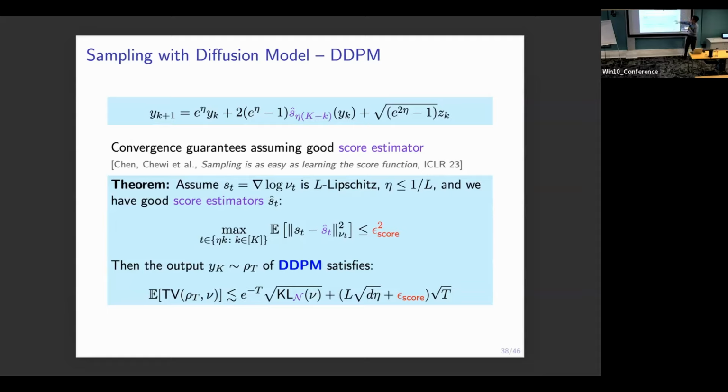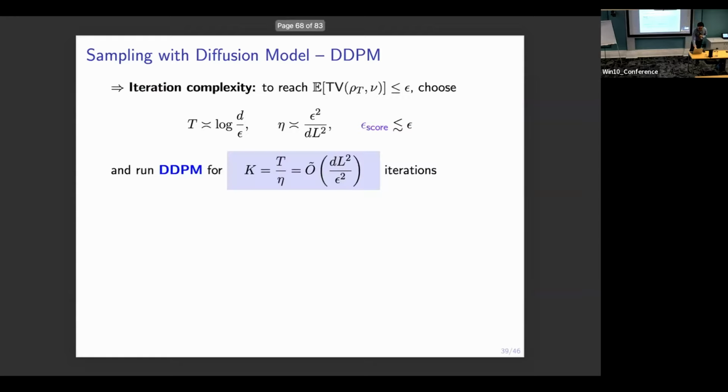I'm simplifying the result a little bit here, but basically these are the two error terms that come up. These error terms still scale with this square root t time. It turns out this is enough to get iteration complexity, because if we want to get error less than epsilon, for example in TV distance, then from the previous bound it's enough to choose t basically log 1 over epsilon. Step size eta needs to be small, epsilon squared, and we need to get the score estimator to get error less than epsilon.